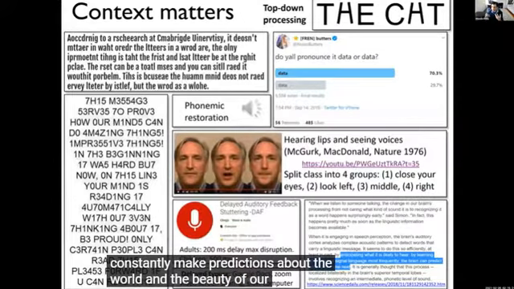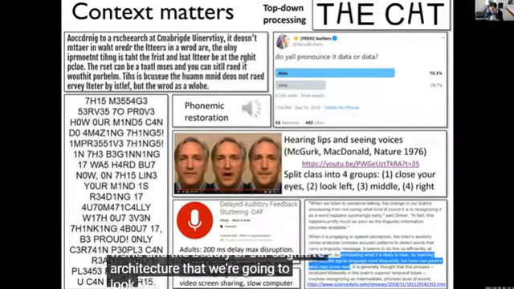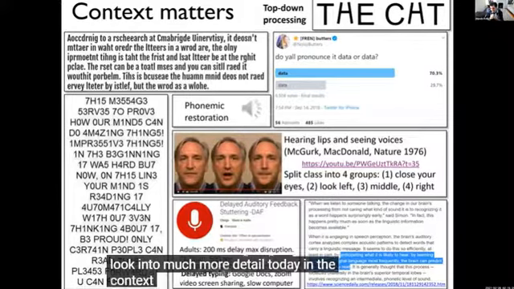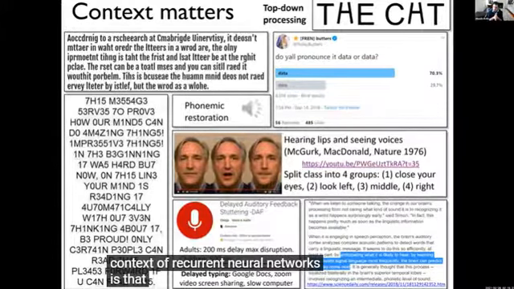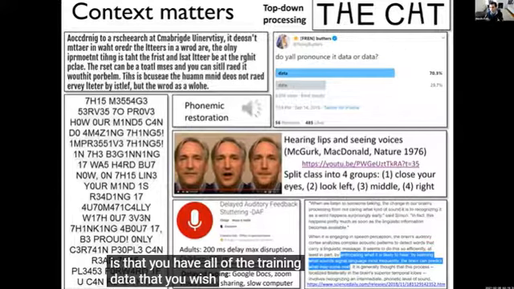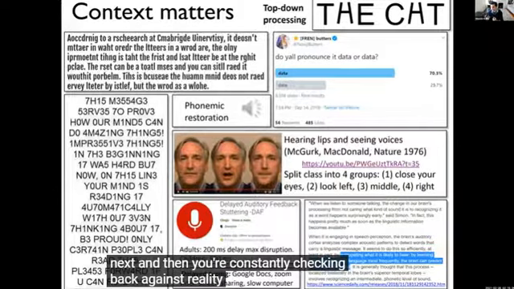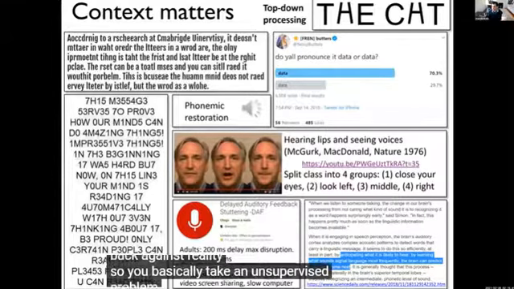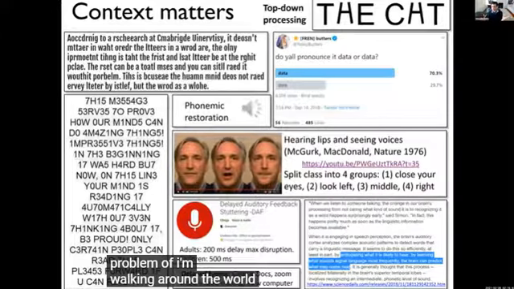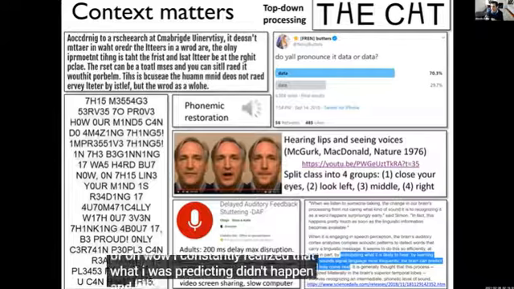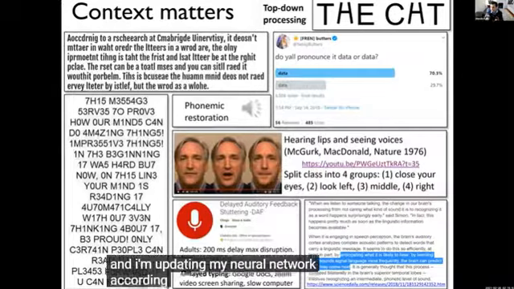And the beauty of our cognitive architecture that we're going to look into in much more detail today in the context of recurrent neural networks is that you have all of the training data that you wish if what you're constantly doing is predicting what's going to happen next, and then you're constantly checking back against reality. So you basically take an unsupervised problem of I'm walking around the world to a supervised problem of, oh, wow, I constantly realize that what I was predicting didn't happen. And I'm updating my neural network according to that knowledge.